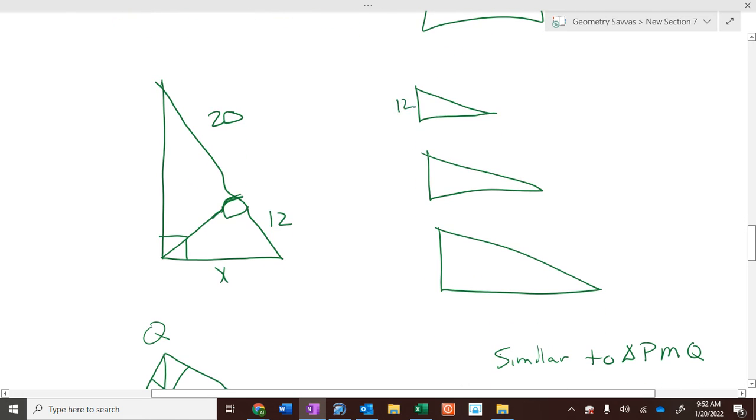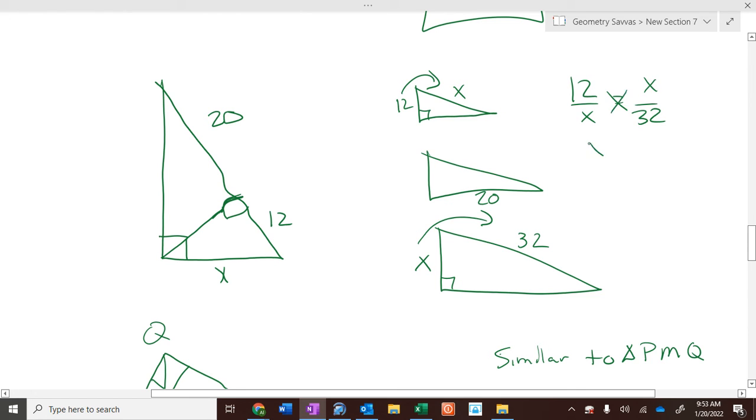Short side of baby is 12. Hypotenuse is x. Mama, we only know the medium side is 20. Papa, the short side of papa is x. The hypotenuse is 32. So if we go this way with our proportions, 12 over x equals x over 32.